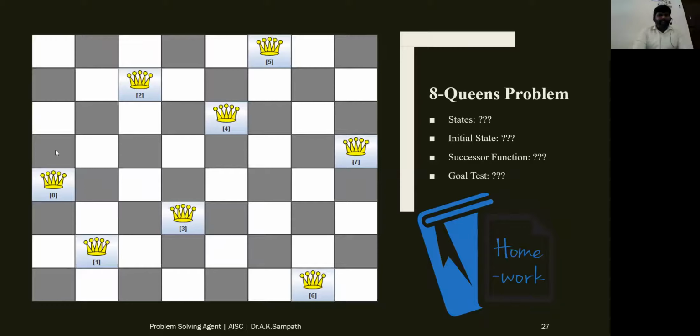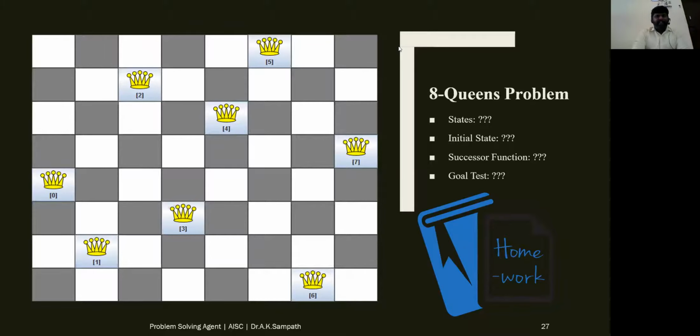Sorry. So again, the next problem will be the 8 queens problem. My goal is to place all the 8 queens on this board, which consists of 64 boxes. But one thing is that if I'm placing my queen here, then in this row as well as in this column, there should not be any other queens. Is it clear for all of you?